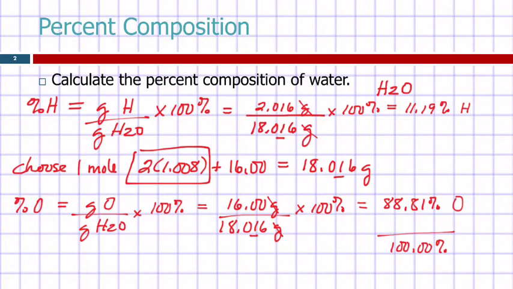But if you got 99.95%, you're probably fine. If you got 100.1%, that's probably fine. If they add up to 80%, you screwed up, right? That's not going to be good. Any questions?